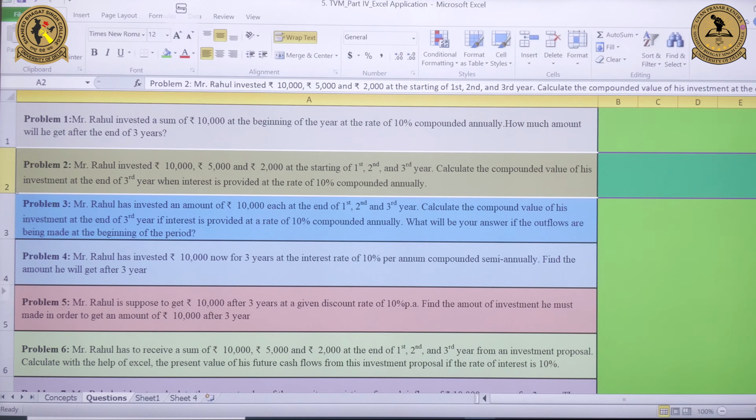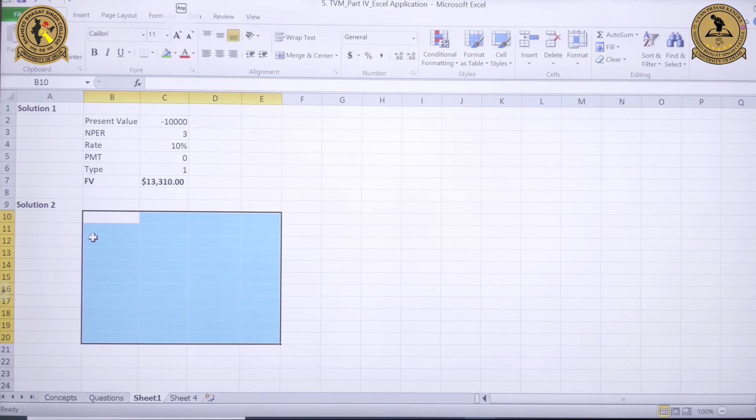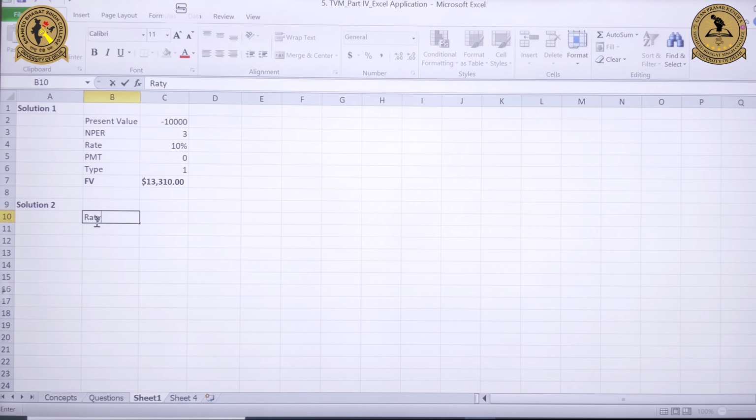Secondly, the investment is being done at the beginning of the period: at the beginning of the first year, the beginning of the second year, and the beginning of the third year. Based upon this information, I need to calculate the future value. Your rate is 10%, PMT is 0, time period is 3 years. The cash inflows for the first, second and third year are 10,000, 5,000 and 2,000.